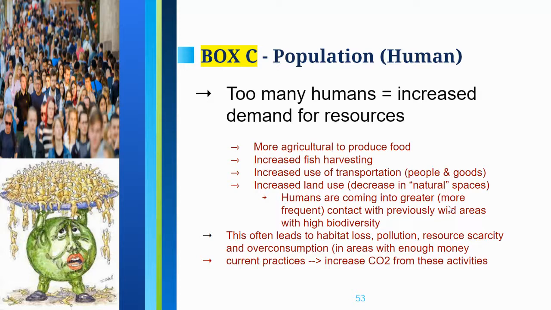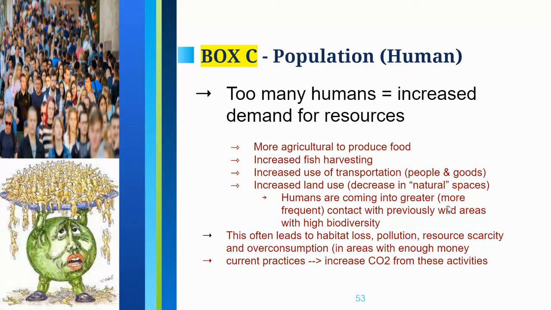More agriculture to provide food. That means we need to make more farmlands. That means we need to destroy more habitats. Increased fish to feed people means we need to fish more. Increased use of transportation means we need to produce cars, we need to produce roads, we need to use gas.